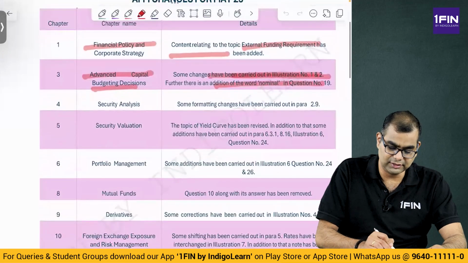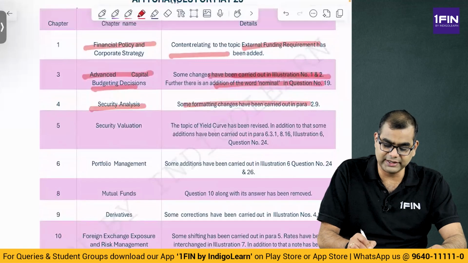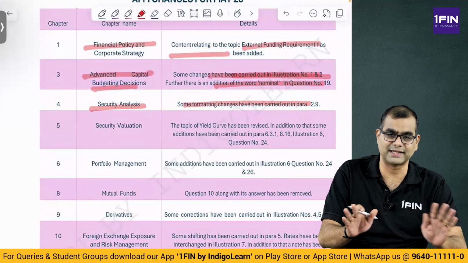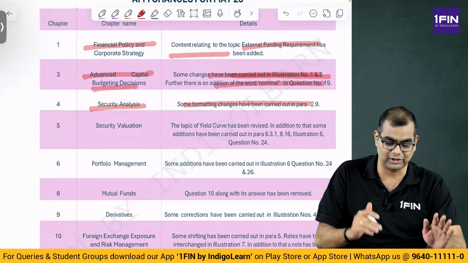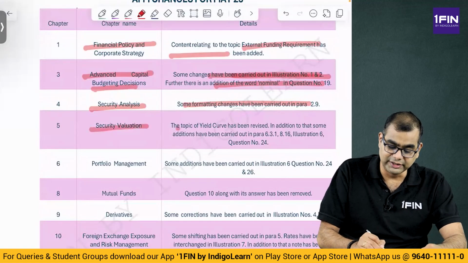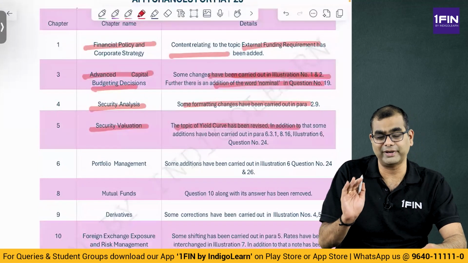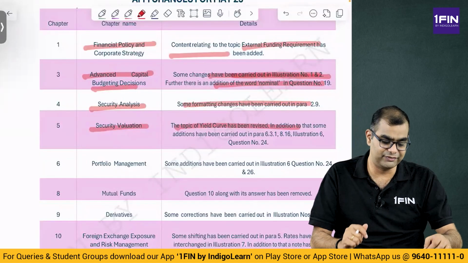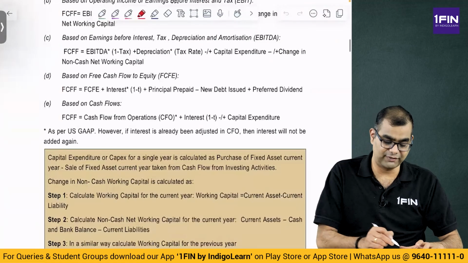Then security analysis. Some formatting changes have been carried out in this para. This is very, very basic. Don't bother about it. Nothing has happened. Some alignment and all of that. Security valuation. Yield curve topic has been revised. So they have made some changes in yield curve. The concept remains the same. The example that they have used, they have changed. I'll show you. Of course, they have also made this change.